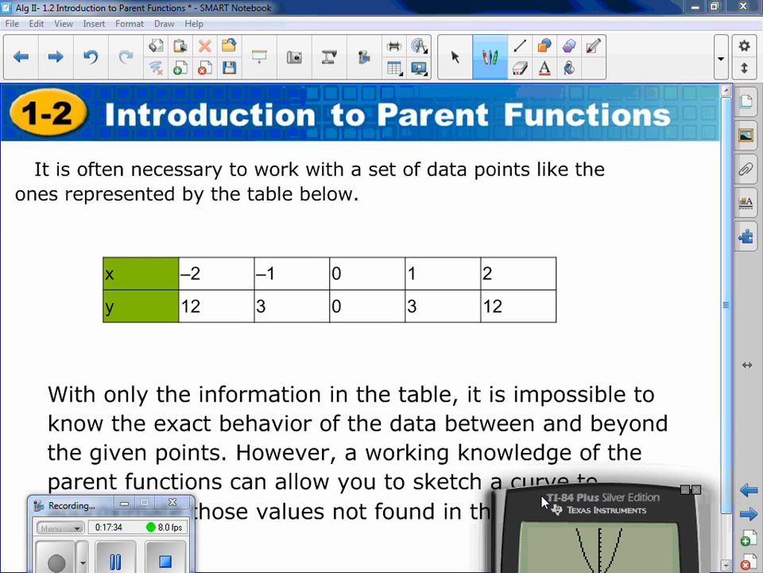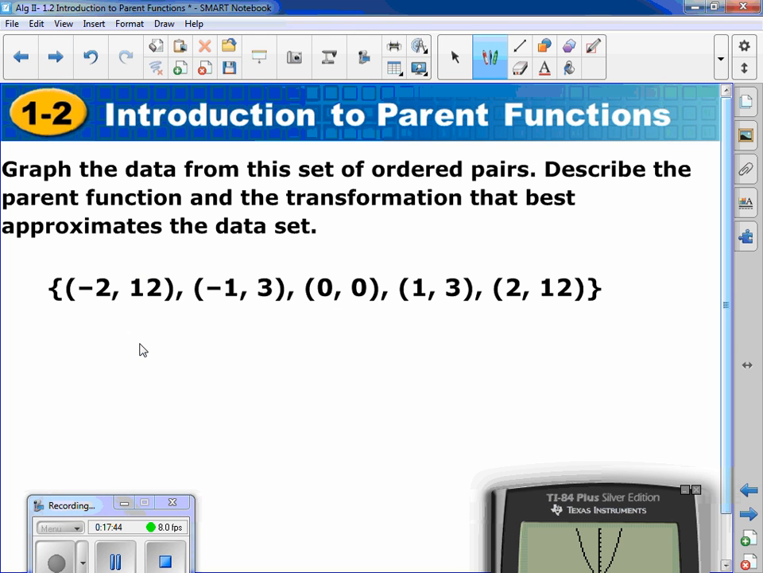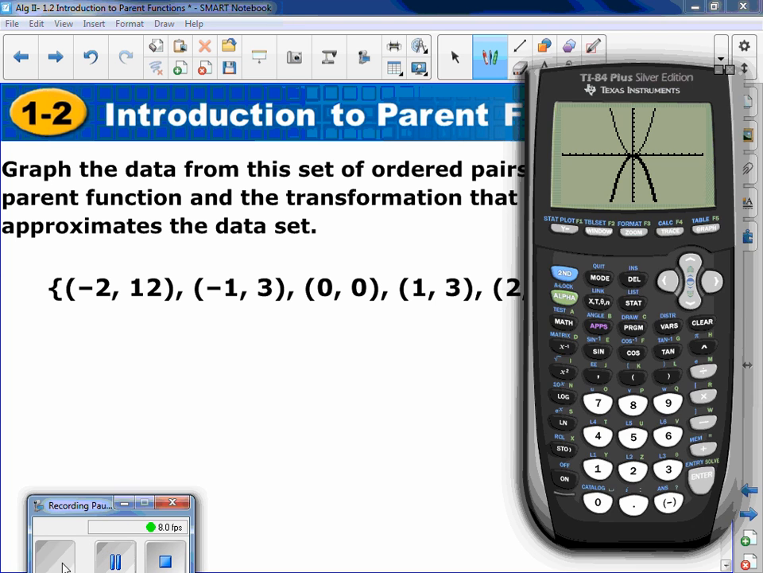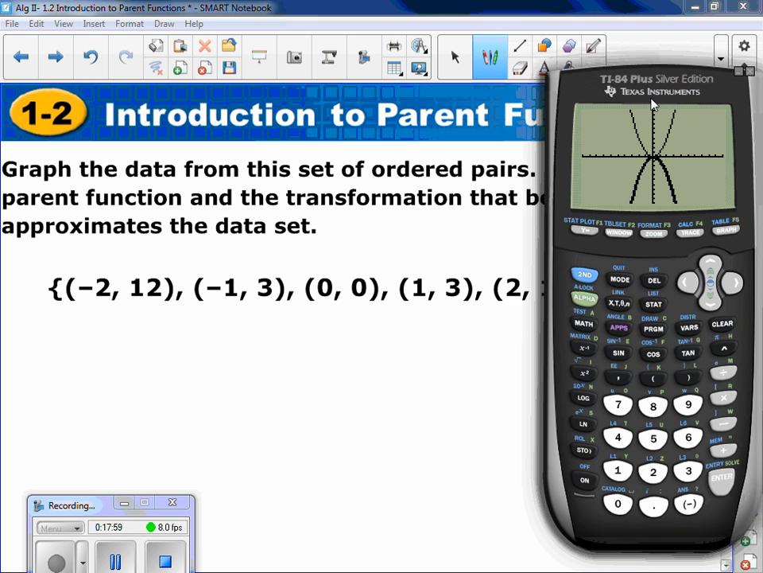You should be able to graph these by hand, but I'm going to show you how to put them in the calculator. So we have these points here, the same ones. I just took them out of the table and put them in set form. To put these numbers in the calculator, the last number is 2, 12.